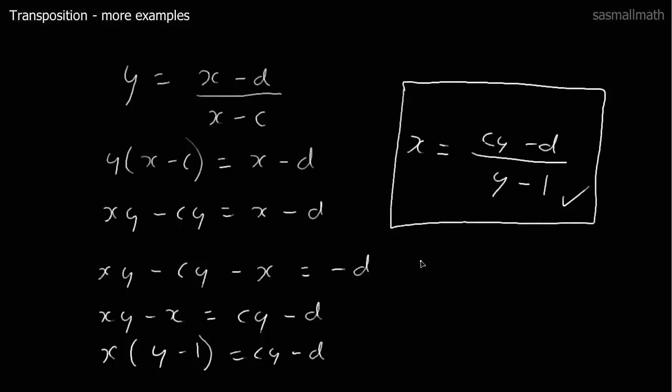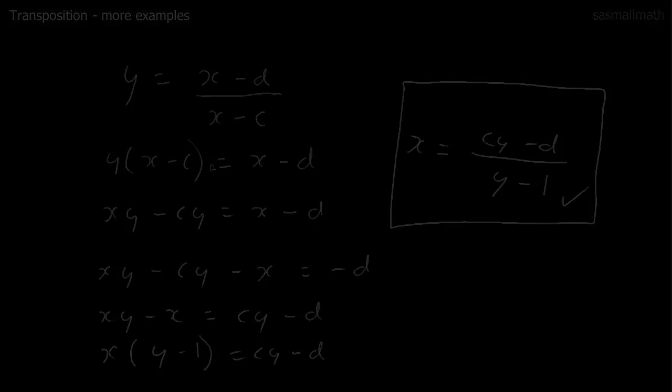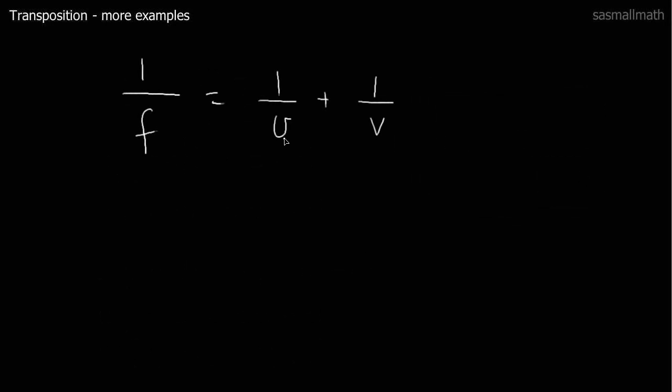We'll just do a couple more. Suppose we've got this formula and we need to transpose it for v. So we end up with v equals something. Well, let's get rid of 1 over u from both sides. So it's adding to this, so we'll take it away from both sides. That leaves us 1 over f minus 1 over u.